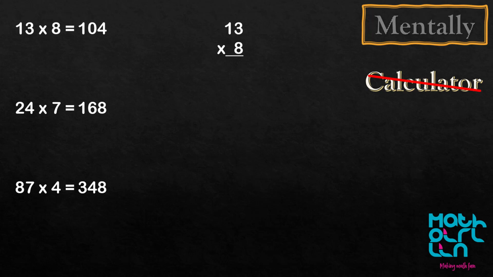13 times 8. 8 threes are 24. To carry up, 8 times 1 is 8. Plus the 2 carry forward and you get 104. The first one is correct. 24 times 7. 7 times 4 equals 28. 8 to carry up. 7 times 2 equals 14. Plus the 2 is 16.